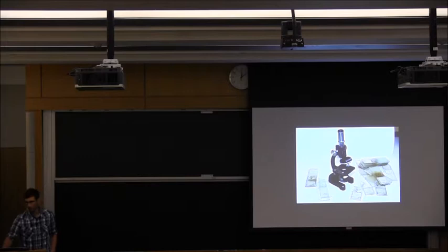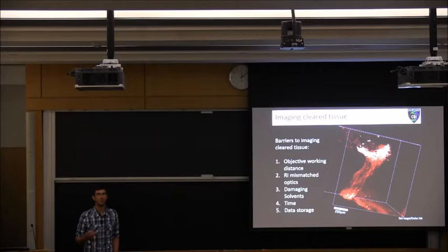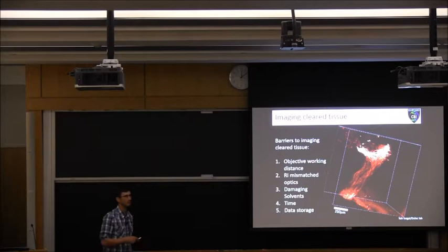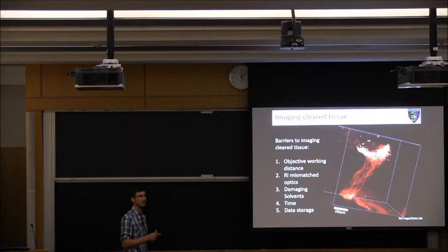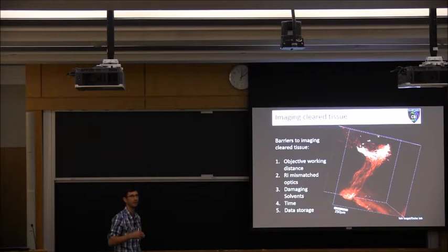So, in my opinion, there are five major barriers to imaging clear tissues with our standard microscopes that we have today. The first one of these is the working distance of our objectives. Most of our really high resolution objectives, so the 63x, 100x, 1.4 numerical aperture objectives, those are all meant for imaging less than 200 microns of the sample. That's the working distance. Once they've gone that far, they're going to hit the cover slip and you're not going to be able to go any deeper.